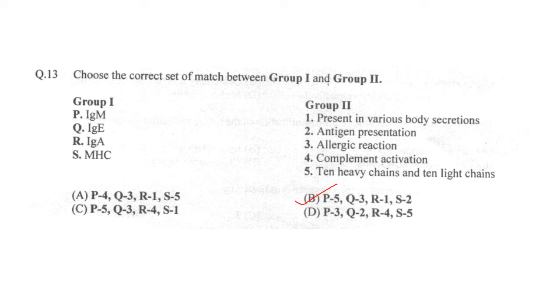Next one. Choose the correct set of matches between group 1 and group 2. Group 1: IgM, IgE, IgA, MHC. Group 2: present in various body secretions, antigen presentation, allergic reaction, complement activation, 10 heavy chains and 10 light chains. Answer: the options are there, we will see them one by one.